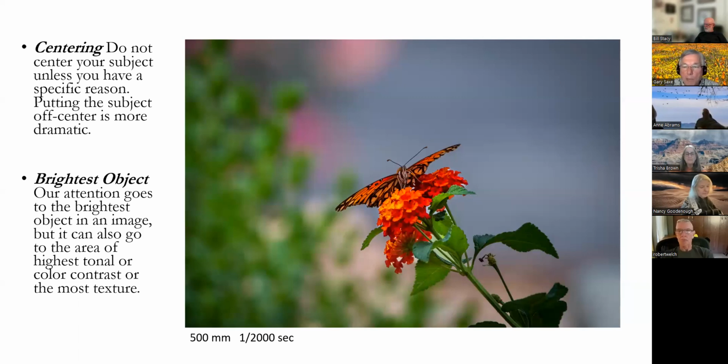I want to point out too the stem of the flower. One artist that I read about said, if you are going to center something, have something that leads up to the object that's centered. In this case, we have the stem. So you go around, you hit the stem. It's a diagonal line, leads right up to your texture and sharp picture. And that was at 1/2000th of a second to stop the action.